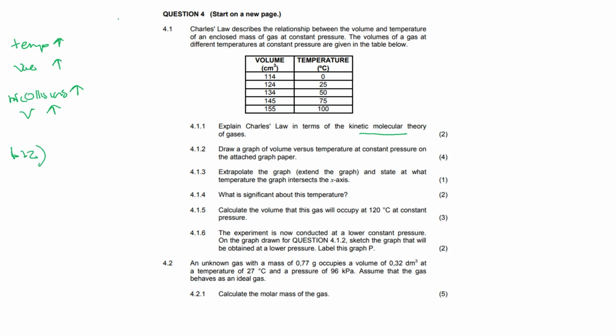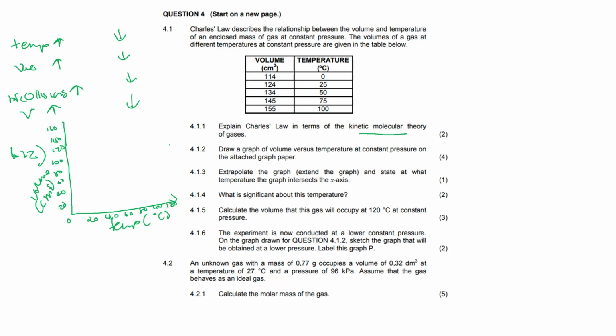Or you could have also said everything decreases. When that decreases, that decreases, that decreases, everything. So they are proportional. 4.1.2. Draw a graph of volume versus temperature at constant pressure on the attached graph sheet. So you're literally just going to draw all these coordinates into a graph. So you'll have your temperature, degrees Celsius. You'll have your volume, centimeters cubed, and you'll have all your points here.